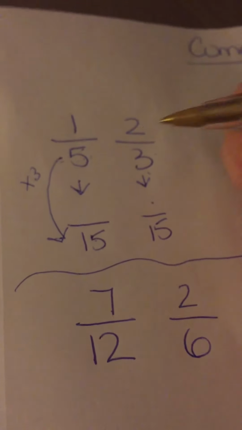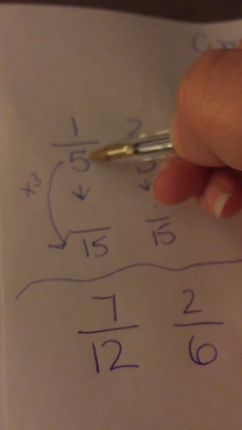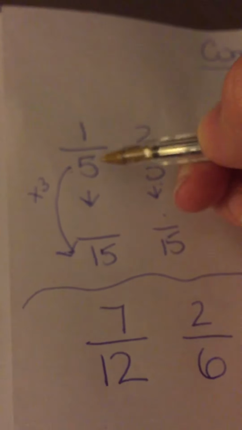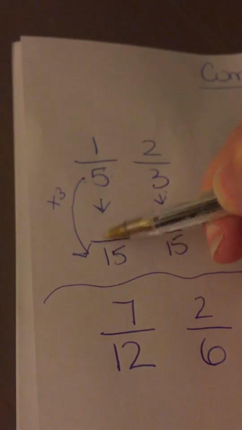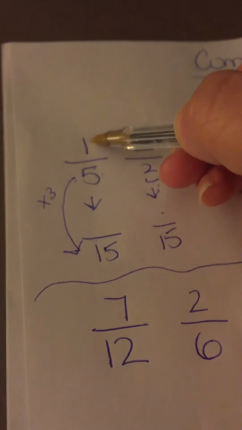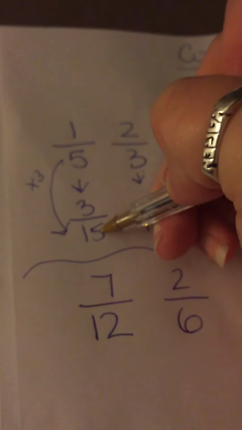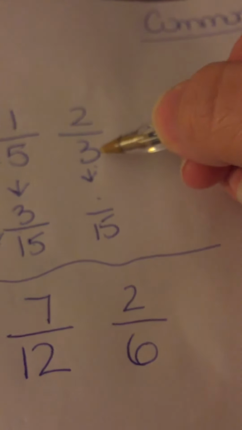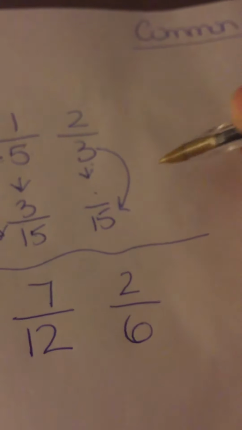With fractions, the most important thing to remember is whatever you do to the numerator or denominator, you also have to do to the other number. So because 5 was multiplied by 3, I now need to multiply the 1 times 3. 1 times 3 is 3. So 1/5 becomes 3/15.